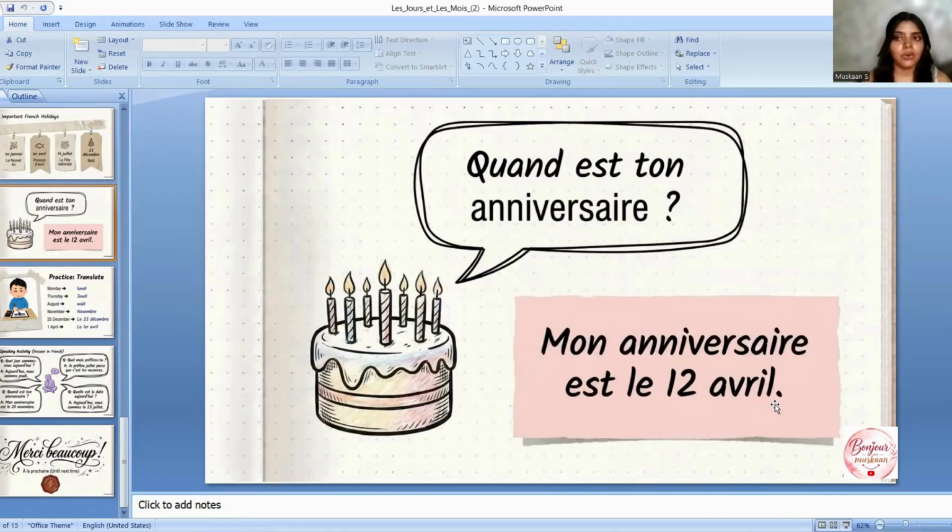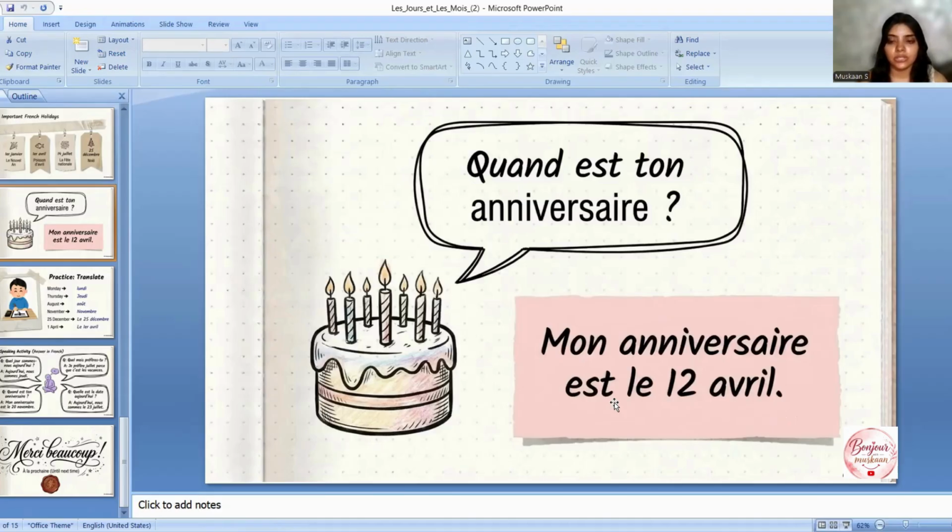So now you already know how to write dates, right? So you can easily write your birthday as well. For example, I have given here, "Mon anniversaire est le 12 avril." You can add here "premier avril," "12 avril," whatever your birthday is. So "mon anniversaire," my birthday is on 12 April. That's how you write the proper birthday in a sentence.